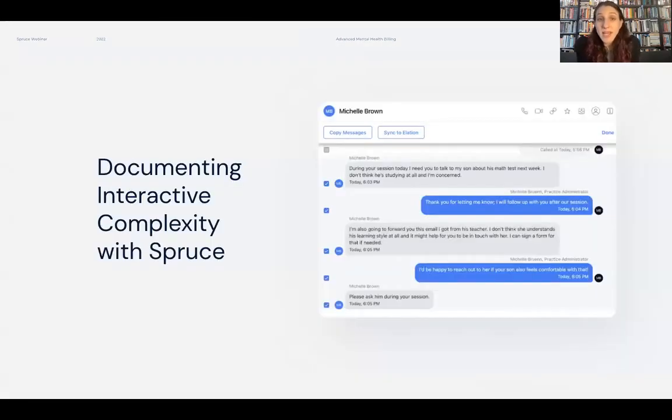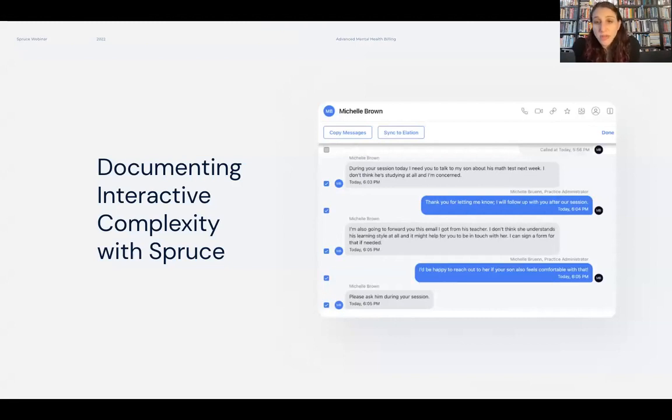So, documenting interactive complexity with Spruce. This is another situation where Spruce is really helpful in documenting this kind of situation. In this case, I am again having a conversation with myself, and I am the parent of an adolescent. And I'm letting the therapist know, I want to make sure you talk about this math test.